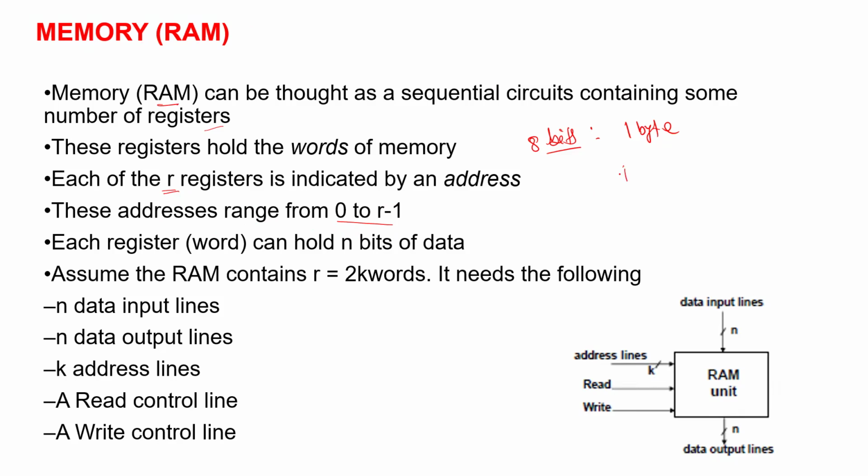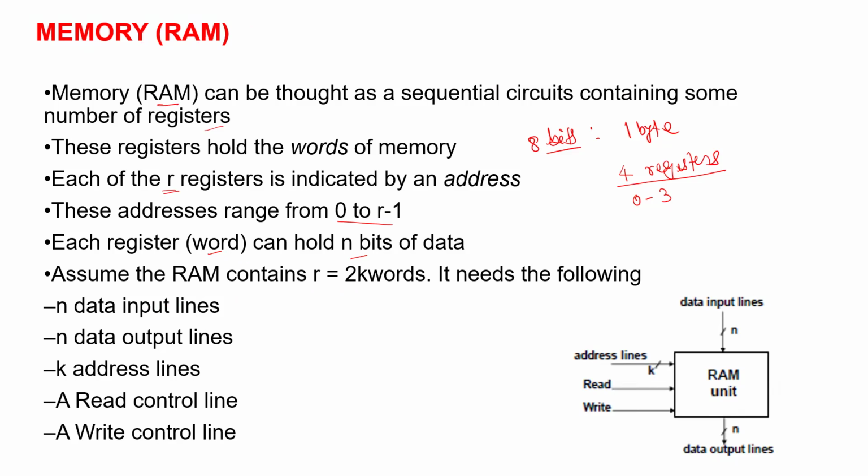Suppose we have 4 registers. Then the address range will be 0 to 3: 0 first, then 1, 2, 3. Each register can hold n bits of data, which we call a word. Its size can be 4, 8, 16, and so on. Now we are considering that the RAM contents are equal to 2^k words.